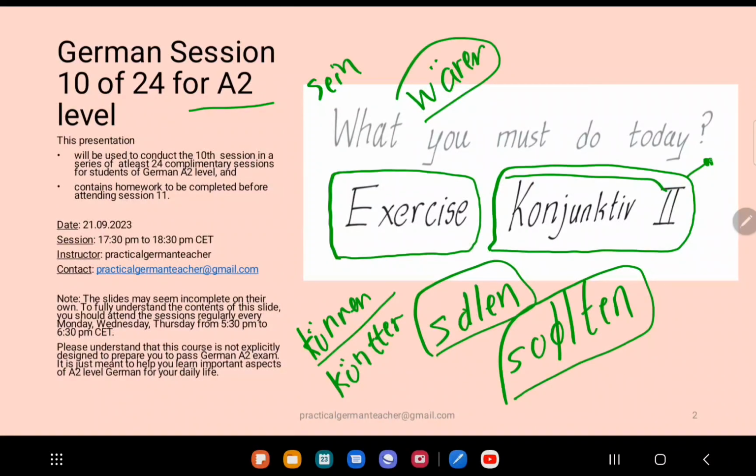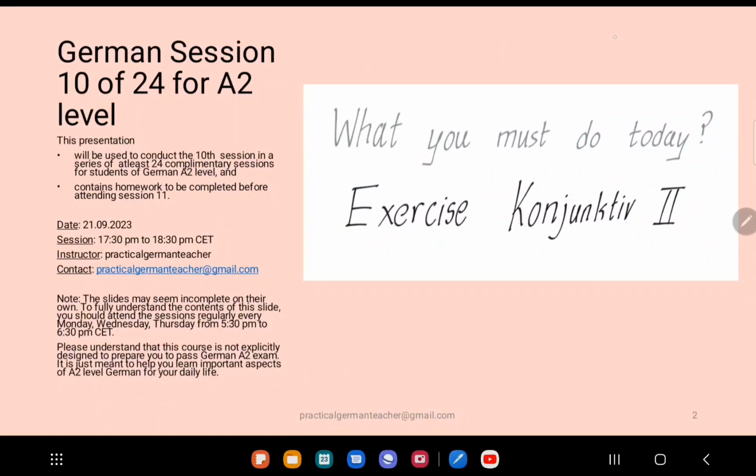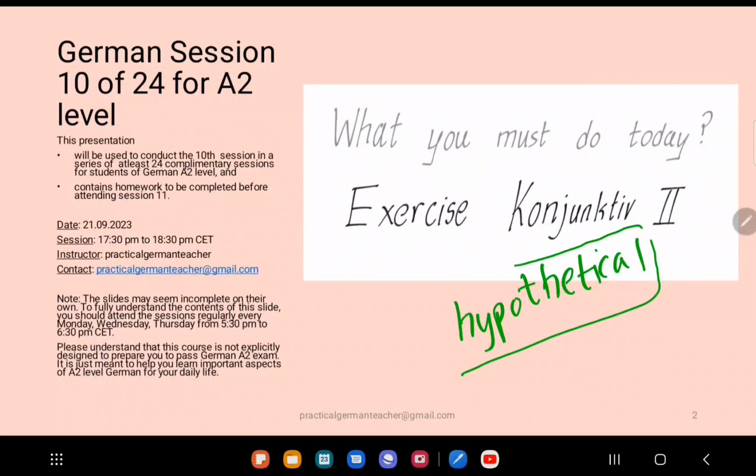When do you need this? You need this basically in just two situations. There can be other situations as well, but basically you use it when you are talking about hypothetical situations. For example, you say I am rich, then you can say I was rich. Here they are both facts. But if I want to say I wish I were rich, or if I were rich, now I'm talking about hypothetical situations. So here you have to use Konjunktiv II.